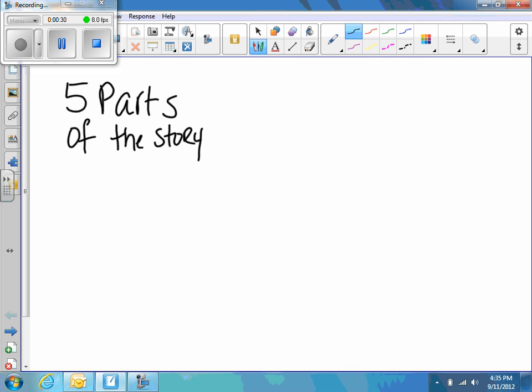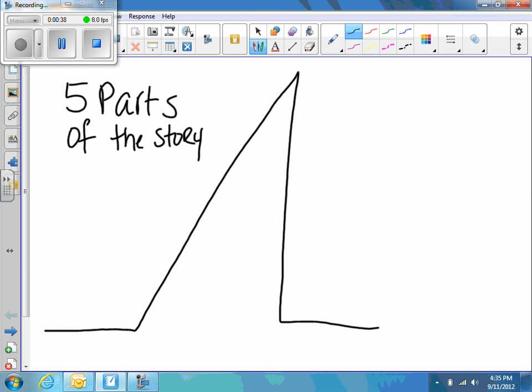If it's a non-fiction book, then you will not have the 5 parts of the story in it because it is all fact. So our 5 parts of the story are told with this plot chart we have right here. So our first part is called the exposition. The exposition is the beginning of our book.